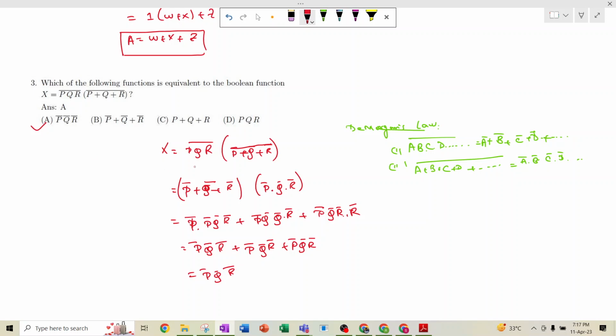Understood? So at first we have used the De Morgan's law here and here, and then we have just multiplied with this, and we know that p bar into p bar becomes only p bar. So these two things become p bar, these two things become q bar, and these two things become r bar. And then we are adding the same thing, the output will be the same. Okay, yeah.